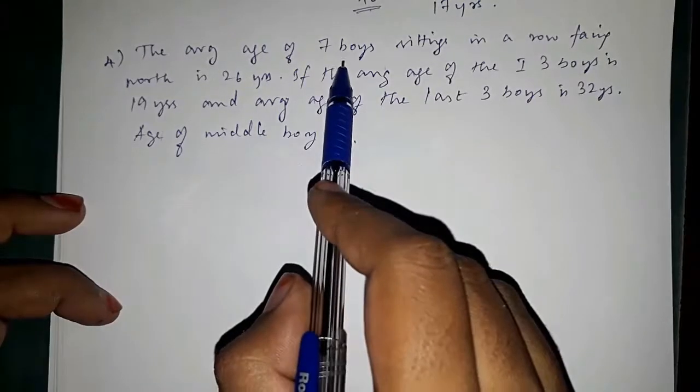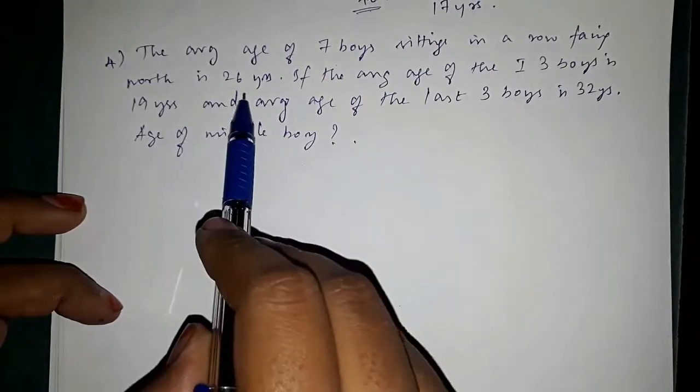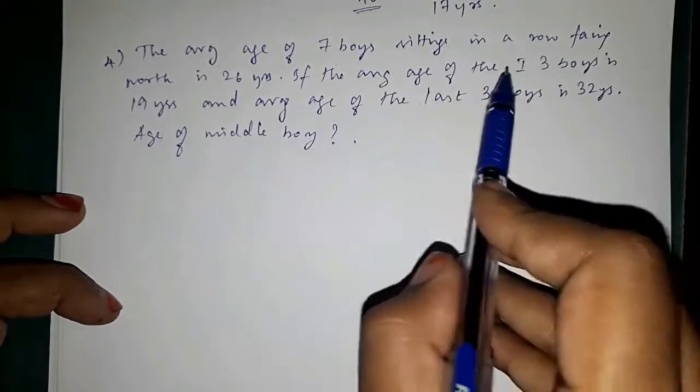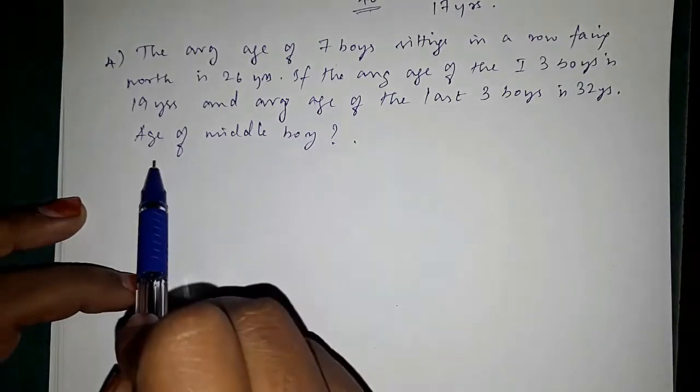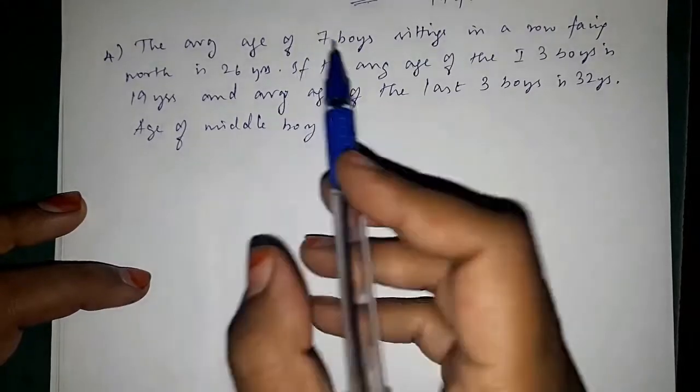The average age of 7 boys sitting in a row facing north is 26 years. If the average age of the first 3 boys is 19 years and the average age of the last 3 boys is 32 years, find the average age of the middle boy.